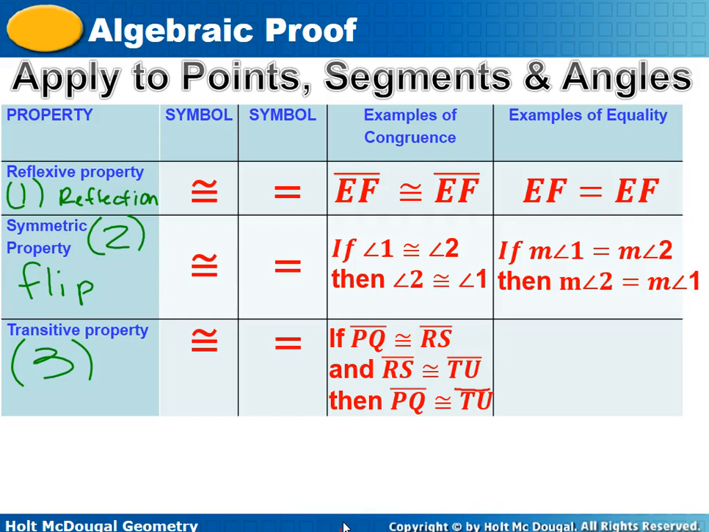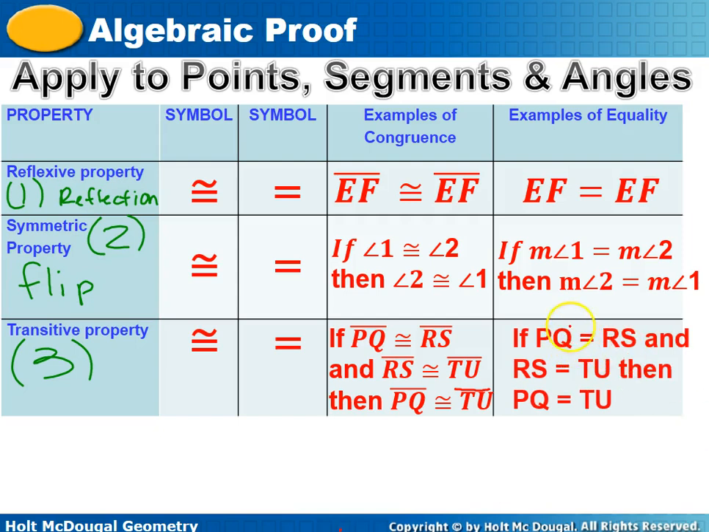Now when we talk about equality here, it's very similar. The difference is, again, we don't have the segment symbols over the top. So if PQ is equal to RS and RS is equal to TU, then PQ is equal to TU. I want you guys to notice that our final statement always has to do with the first thing and the last thing. The first thing and the last thing. So that's kind of the way this works.